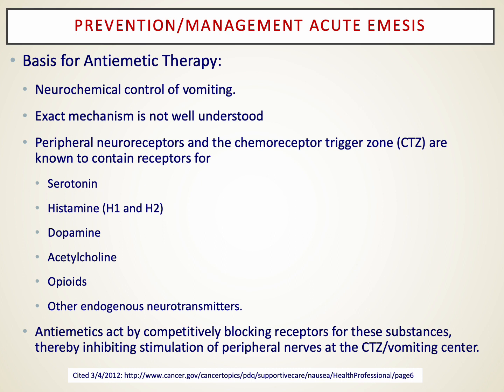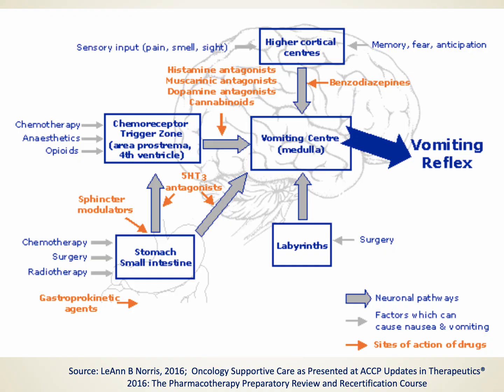So you're going to look at neurochemical control with drugs. We're going to look at intervening with a number of different receptors that work at different places in the chemical trigger zone. So you'll see agents that are serotonergic or affect serotonin, affect histamine, dopamine, acetylcholine, and other neurotransmitters. And usually you're going to see combinations of therapies. Most of this is going to be managed by the oncology team. You're not going to be managing it.